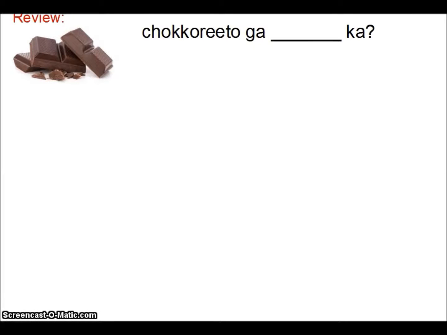So if I have this sentence, we have chocoreto ga ka. So based on the information that I just gave, do we use arimasu or imasu? Arimasu, because chocolate is not alive. So the question, chocoreto ga arimasu ka? It could either be hai arimasu or iie arimasen if you don't have it.